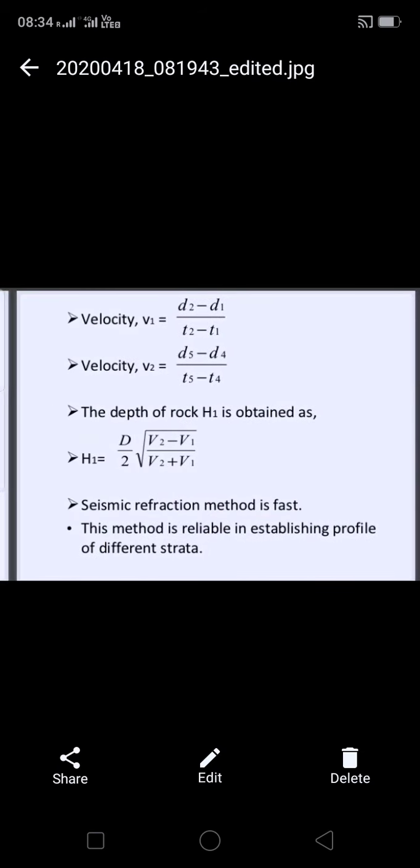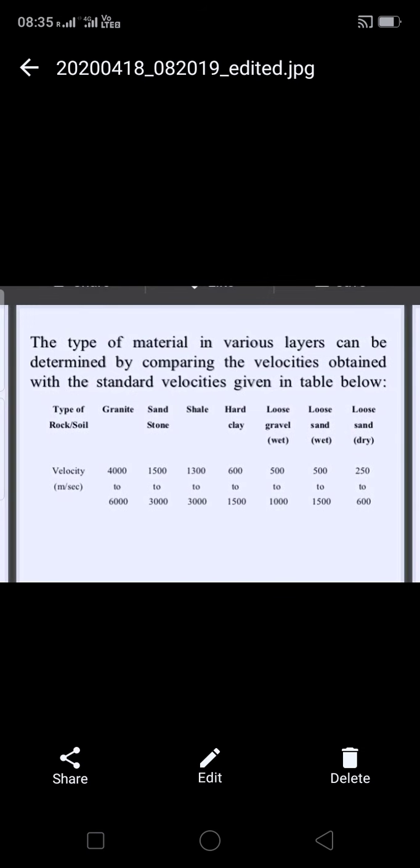The velocity v1 is equal to (d2 minus d1) upon (t2 minus t1). According to it, we will find h1. The seismic reflection method is fast. This method is reliable in establishing the profile of different strata. The type of material in various layers can be determined by comparing the velocity obtained with the standard velocity given in the table. So these are the velocities.